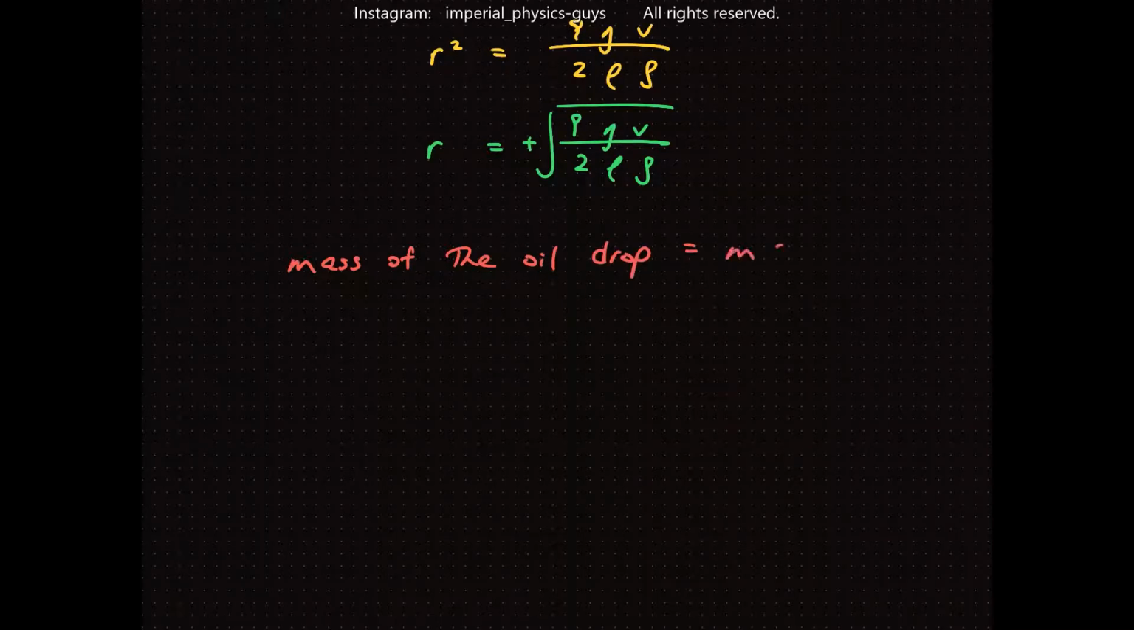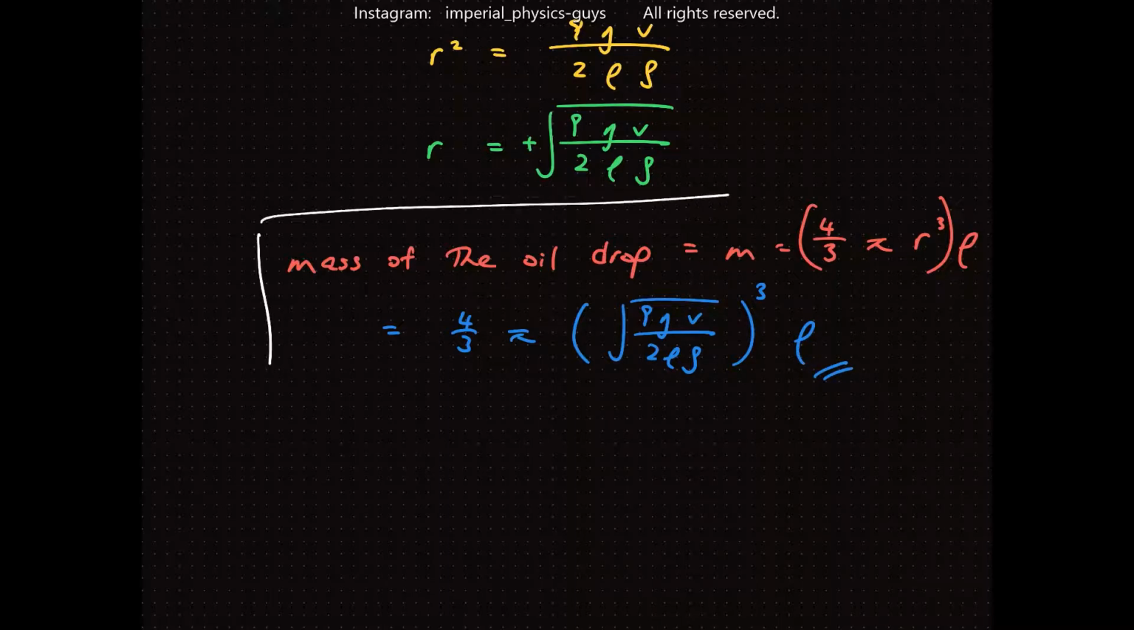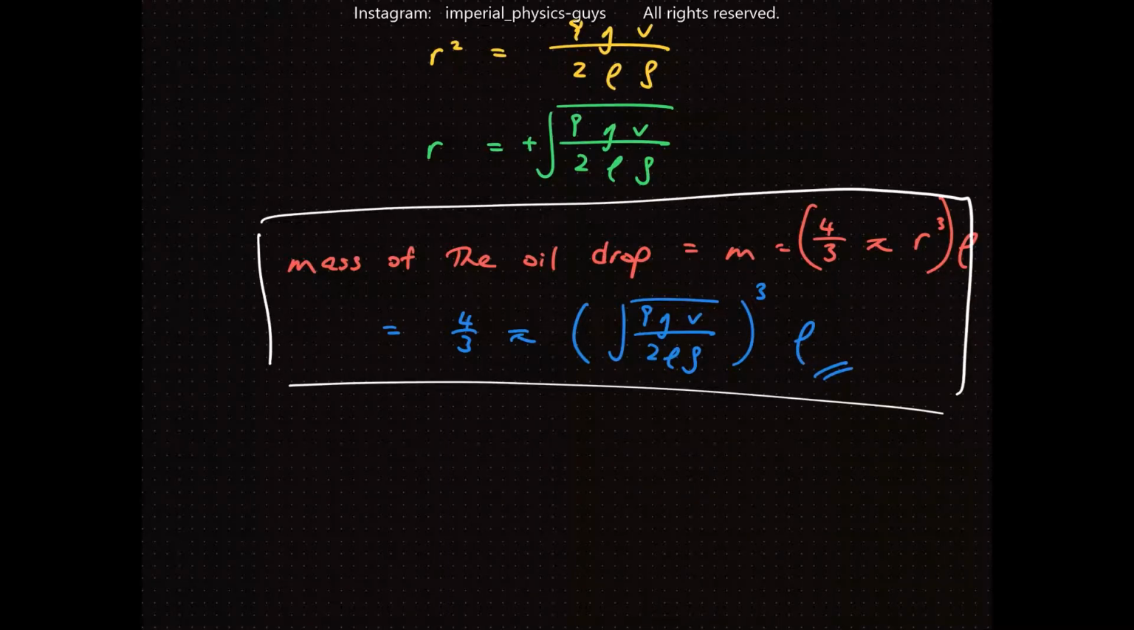is equal to m, and it's given by 4 over 3 pi r cubed multiplied by rho, so the volume multiplied by the density rho, and we'll have 4 over 3 pi times the square root of 9 eta v over 2 rho g, cubed, times rho. So that is the expression for the mass. So all we have to do now is to work out the charge.